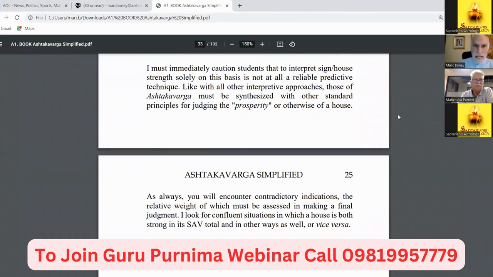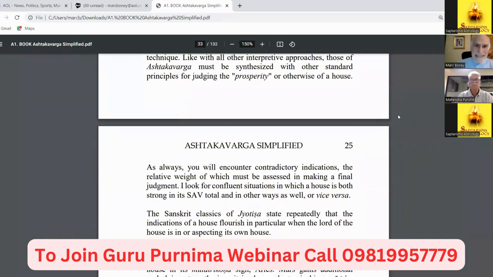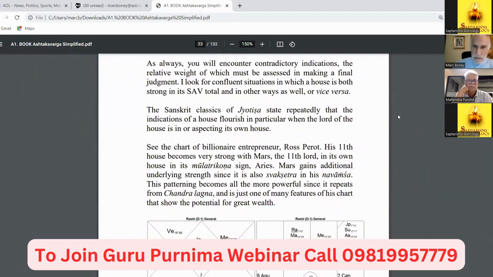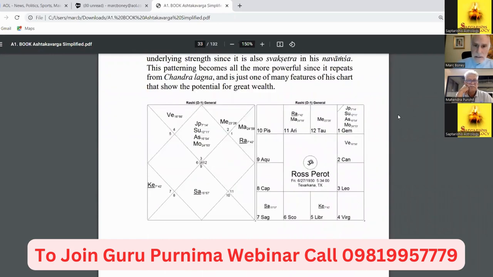And of course, there are standard methods for determining what might be called the prosperity of the house. This is the word that's used in the ancient classics. When the Lord of the house is in the house, this is one of the best things that can happen to any house. When it's occupied, there are extremely favorable conditions that enable a house to prosper. One thing to look for is when a house is both very strong in the Ashtakavarga, but then it's also strong in, you might say, the standard or conventional way of determining the strength of the house.